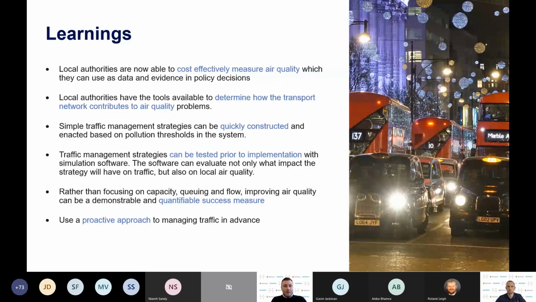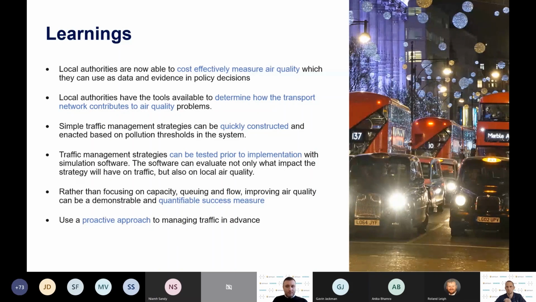And they can enact them based on thresholds that they determine are the sort of mins and maximums for their particular town or city. And those traffic management strategies crucially can be tested before implementation. So as Gav was just saying there and showing, we can now use simulation software to simulate the impact on the traffic when you were to introduce a traffic management strategy.